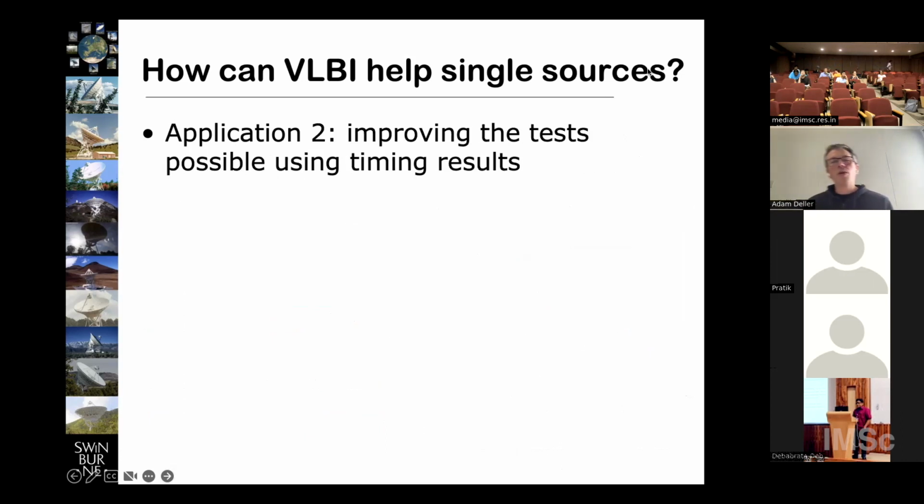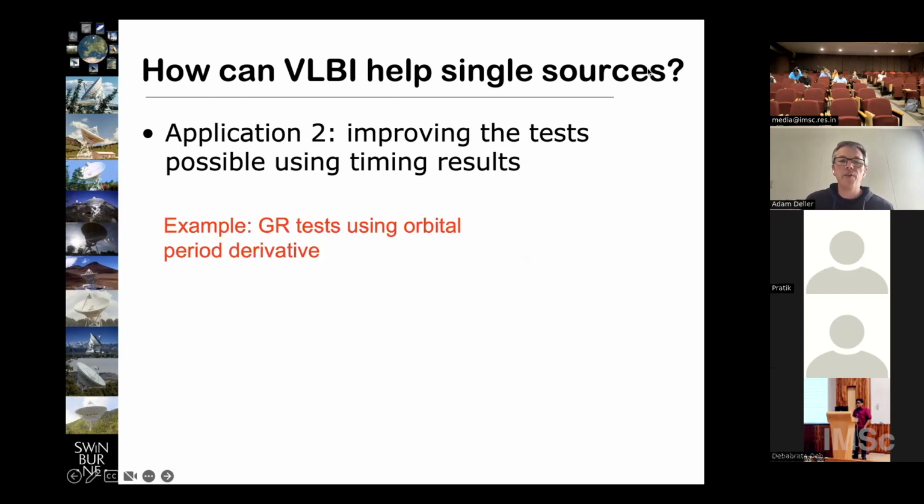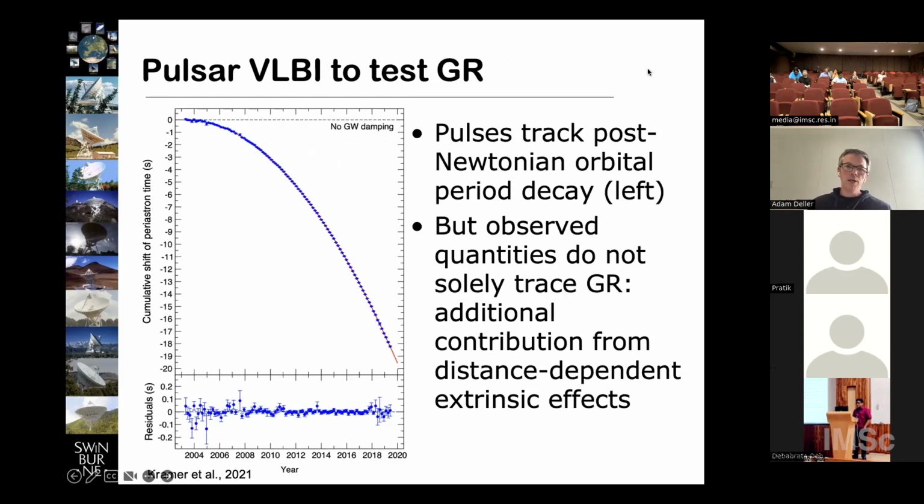So the other thing is then, once you've done all that or not, you've got some results from the pulsar timing, and you might need to know something that you can measure better with VLBI to do some kind of additional test. And the prime example here, I think, is doing GR tests using the orbital period derivative of the pulsar. So this is an example from Michael Kramer's paper from just over a year ago now.